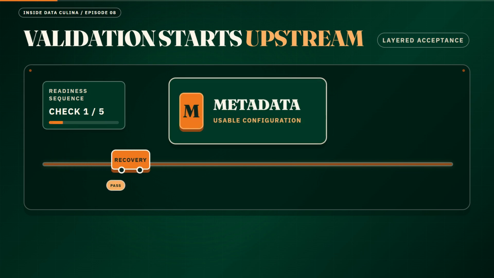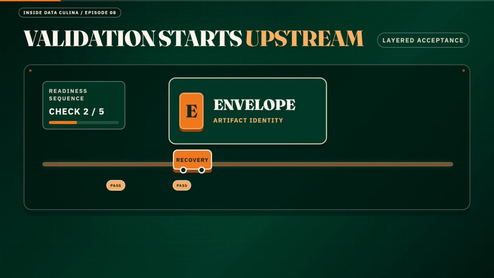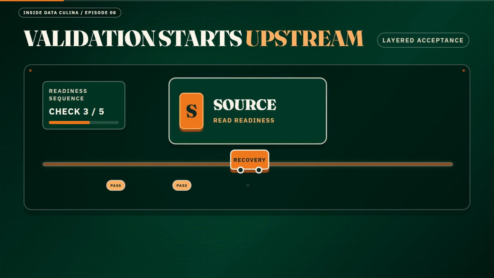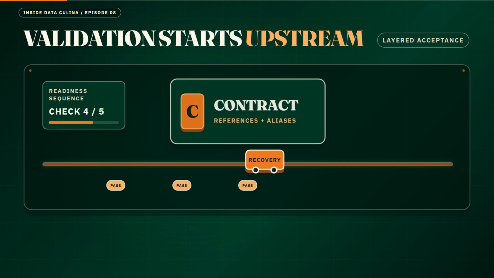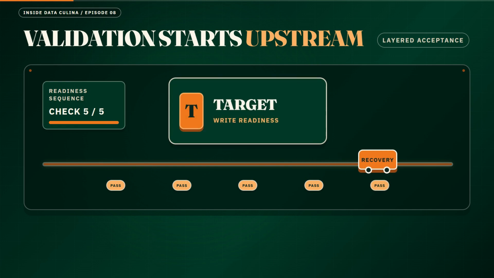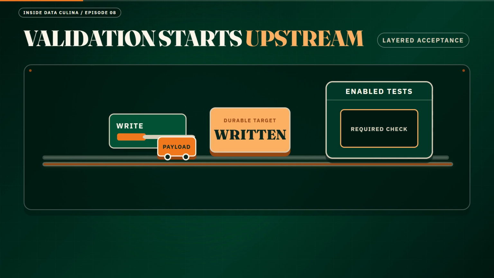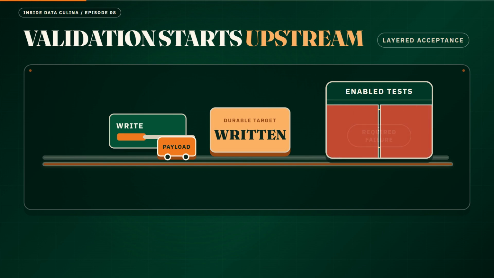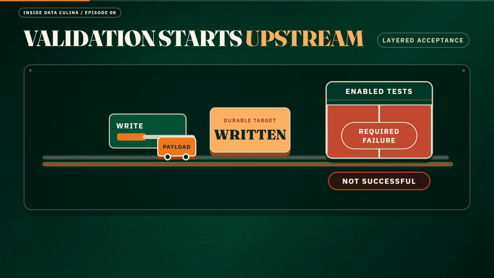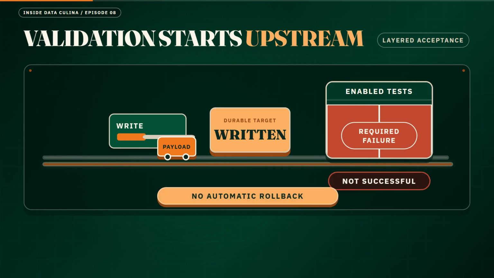The export envelope must identify the artifact and client scope. Source reads, transformation references, aliases, and the target write contract each have their own readiness checks. Then comes a detail that matters in practice. The current transformation workflow writes the target first and runs enabled unit tests afterward. A failed required test blocks successful completion, but it does not automatically roll the write back.